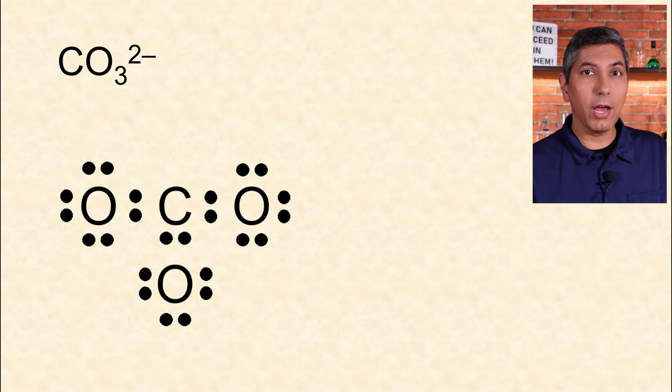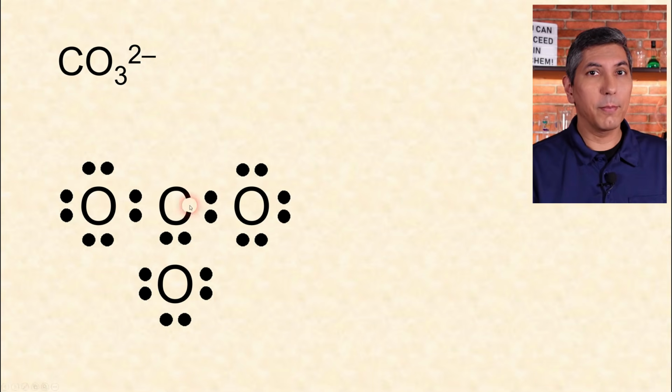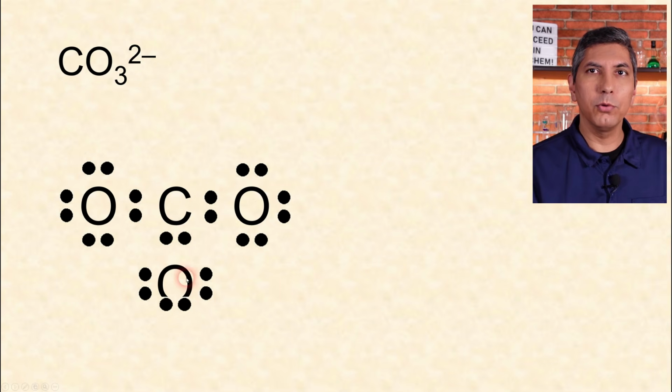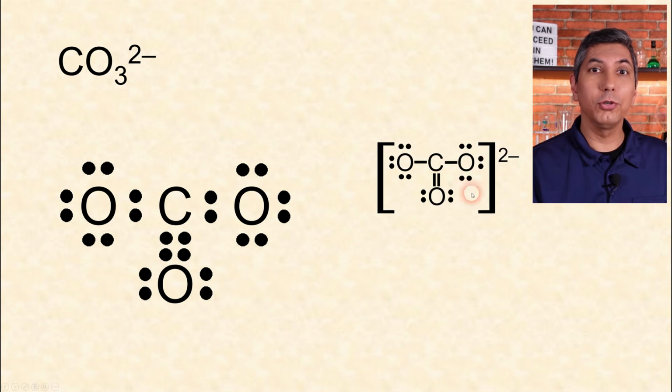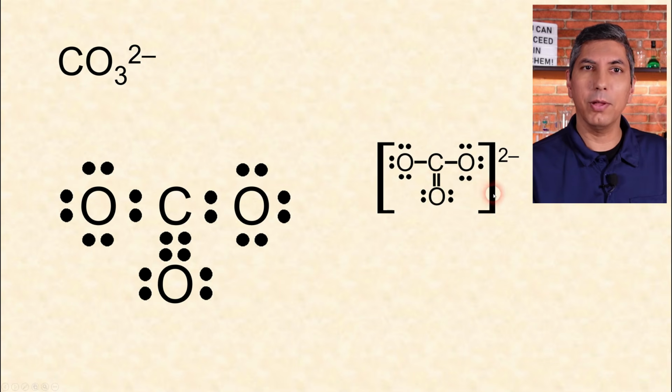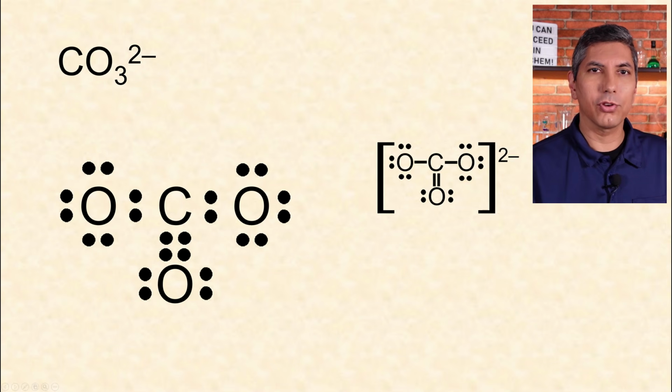We try to give every atom 8 valence electrons following the octet rule. The carbon has only 6, so to give everything an octet, we can move 1 pair of electrons from the oxygen atom and move it to the middle, making a double bond. Now everything has 8. So the finished Lewis structure looks like this. We have 2 single bonds and 1 double bond. Anytime you draw the Lewis structure for a charged ion like we have here, remember to place brackets around the structure and write its charge.